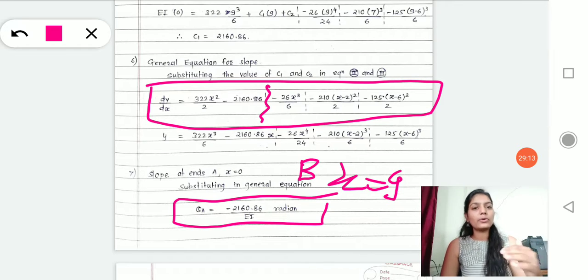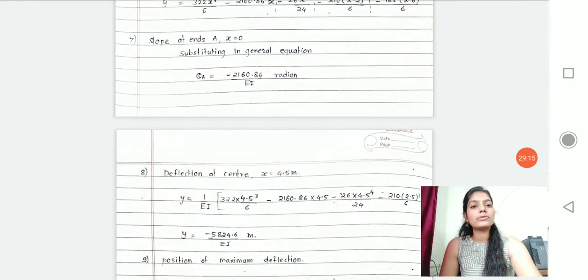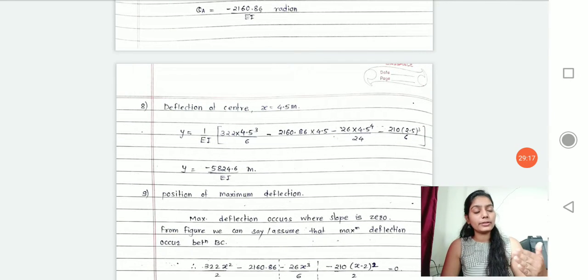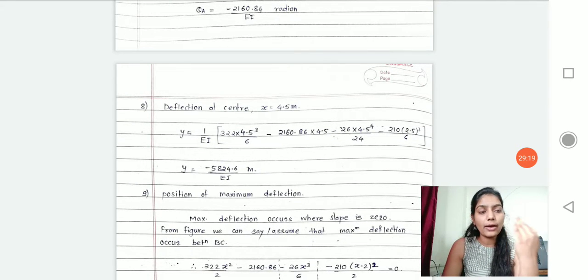So please take note of these things and accordingly solve. Try a number of problems, and you will get habitual to how to use, where to use, and how much to use the equation. Okay.